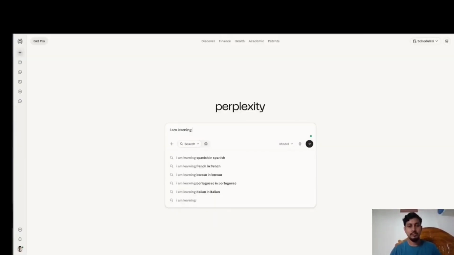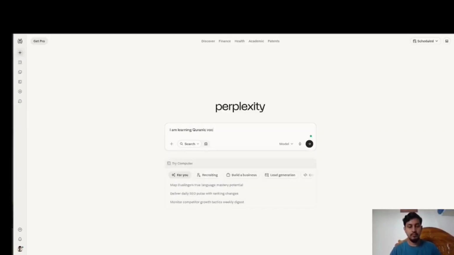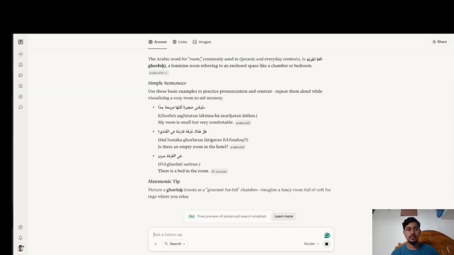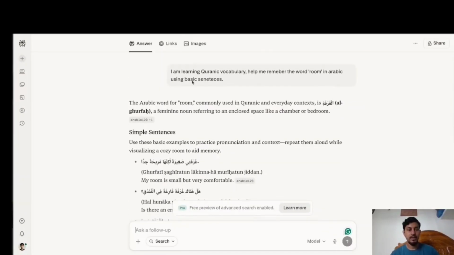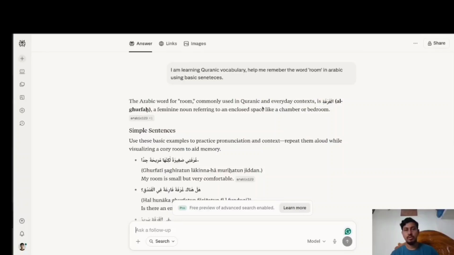I'm learning vocabulary. Help me remember the word room in Arabic using basic sentences. Something like that. We can swap with any word.